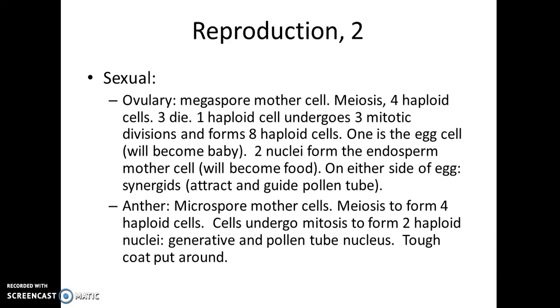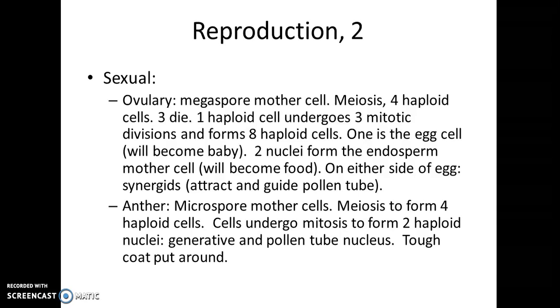What are you talking about? Well, one haploid cell goes from 1 to 2 in the first division, 2 to 4 in the second division, 4 to 8 in the third division. So you have 8 haploid cells. Now, one of those is the egg cell. There are going to be 2 nuclei that form the endosperm mother cell, which will become the baby food. On the other side of the egg, we have synergids, which attract and guide pollen tubes.